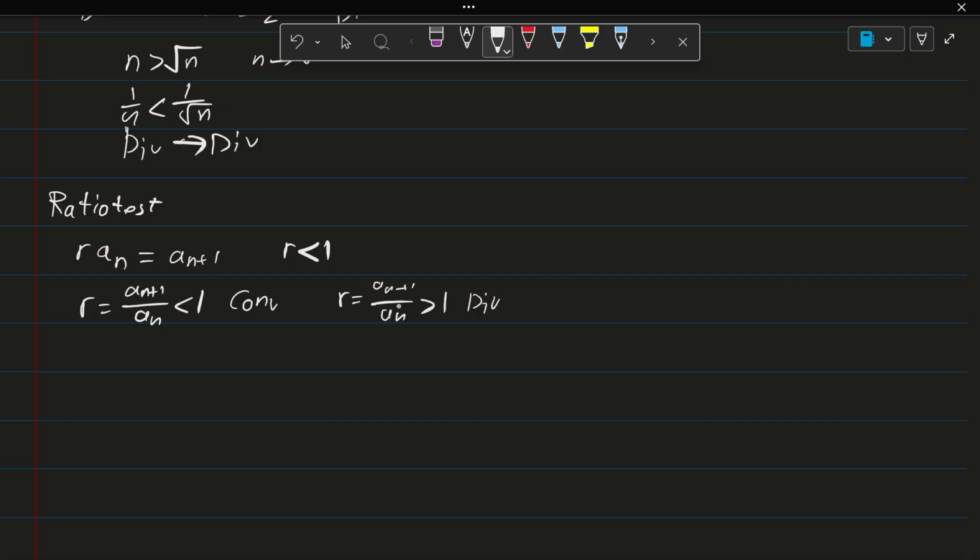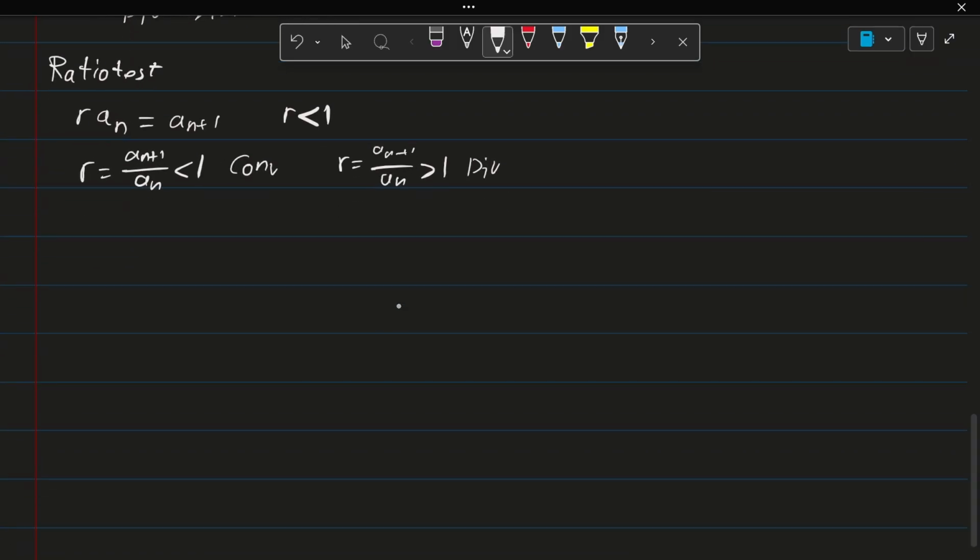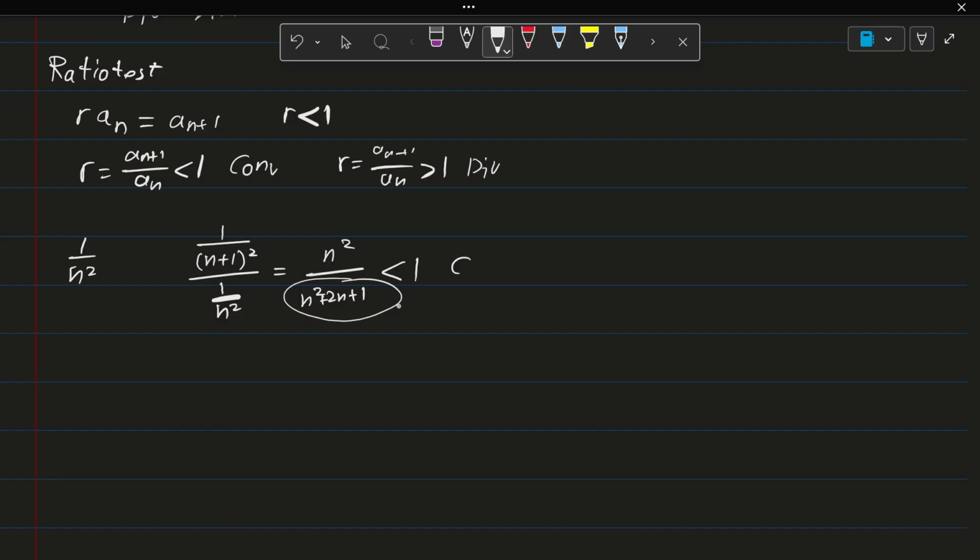It is the same logic as a positively decreasing function. So let's give a certain example. One of the easiest examples for us to check is 1 over n squared straight away. So if we try to check 1 over n squared, it will be 1 over (n plus 1) squared, divided by 1 over n squared. And this will correspond to n squared over n squared plus 2n plus 1. And this is always less than 1, because as you know, this value is always bigger. So therefore this is convergent.